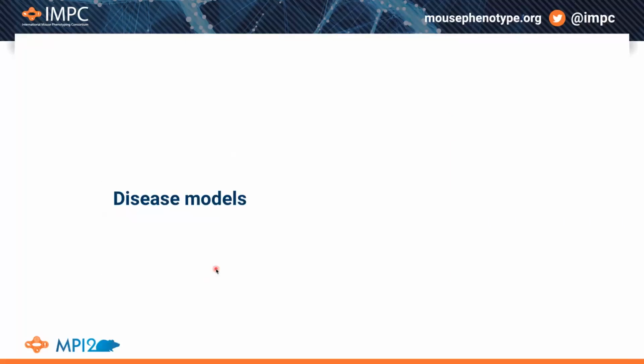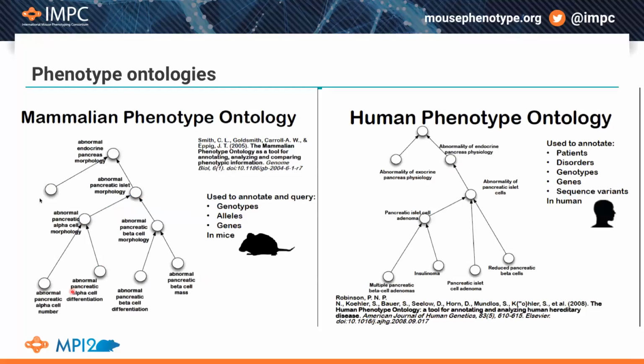Then I want to talk a little about disease models. I think it's important for this group because we're doing something pretty neat with our collaborators in this space. So I mentioned the MP ontology that's used for annotating the mouse models, and in this case, we're not doing this for IMPC mice, but MGI uses the same ontology for curating mice in the literature.